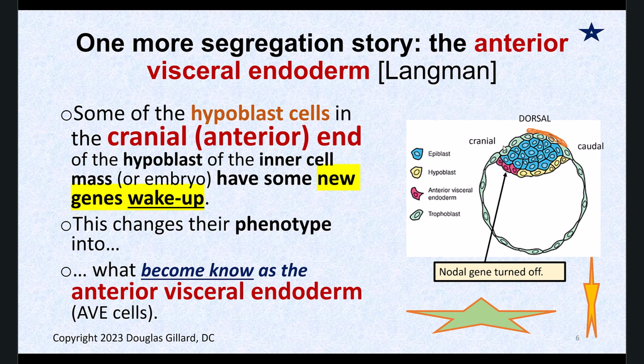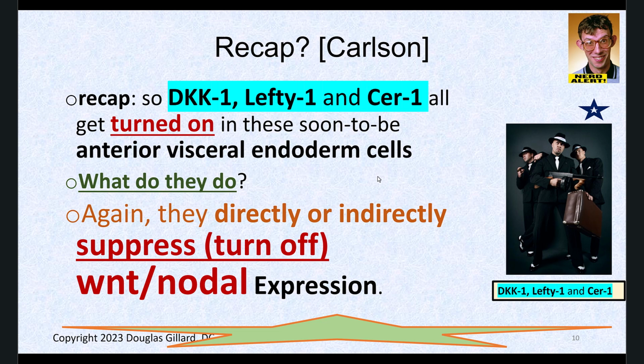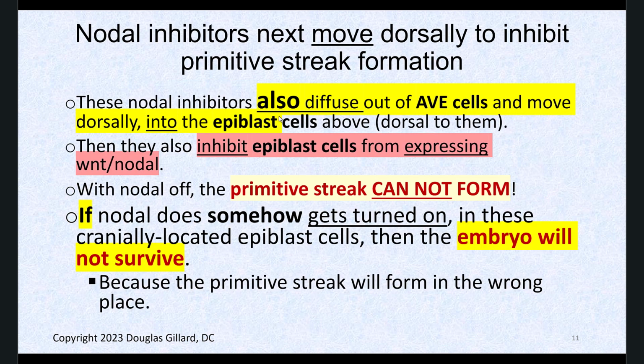And it does the same thing up there. It turns off the nodal gene. And that's the next step. So the nodal inhibitors also diffuse out of the AVE cells, move up dorsally or toward the embryonic pole. And yeah, they do the same thing. They inhibit the epiblast cells from secreting nodal. The same thing. They inhibit Wnt, and without Wnt, nodal can't turn on.